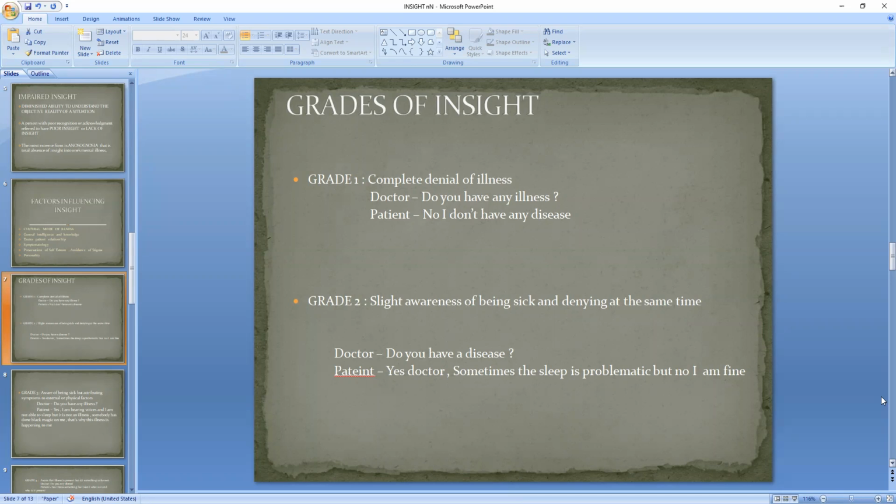Do you have schizophrenia? So this is grade 5. This is intellectual insight, where the patient accepts that she has a disease, but will not change her behavior accordingly. If I ask her to stop smoking, she will not stop smoking and she will not take the treatment. So this is grade 6.